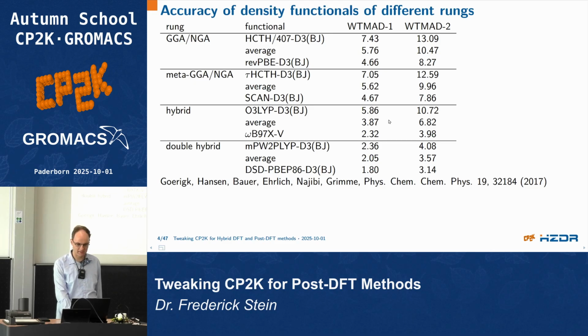But what you can see is that basically from rung to rung, the mean errors decrease further and further. And especially when we go from meta-GGAs to hybrid functionals, we decrease the error by a factor of 2, which is amazing. And finally, if we then go to double hybrid functionals, then it's getting even better than that. So there's still a lot possible in order to get even more accurate results than you already had with PBE.